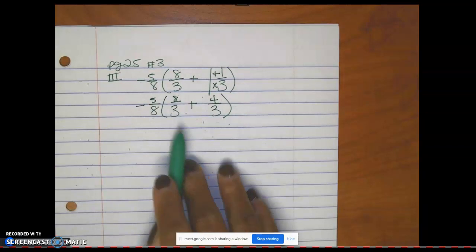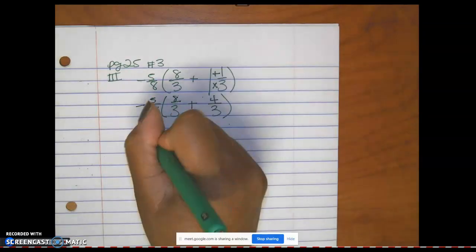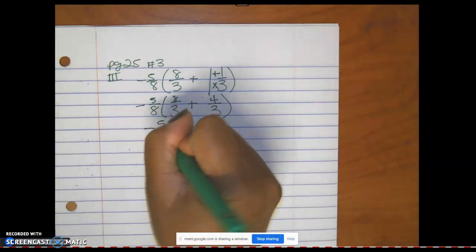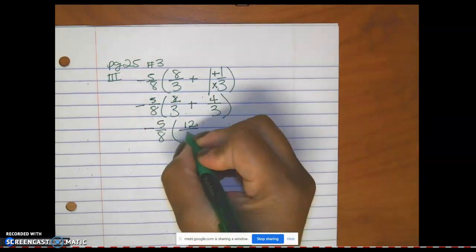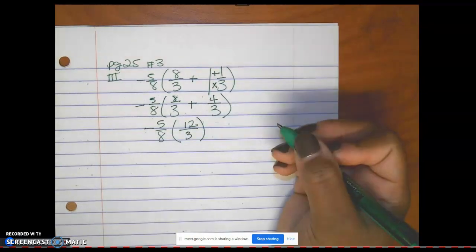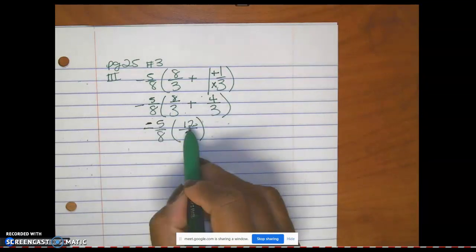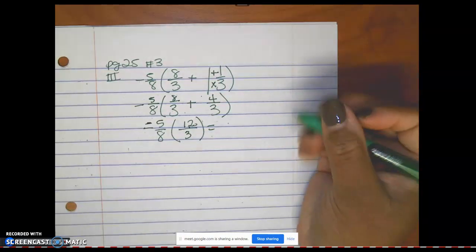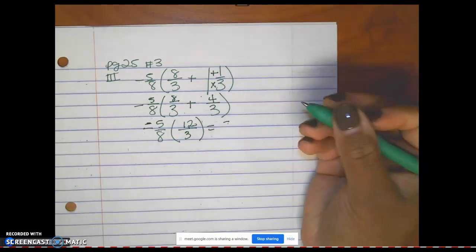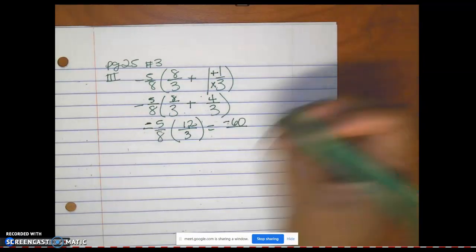Okay. Now I need to add these two. Thank goodness they both have the common denominator and I don't have to worry about that extra rule. So what's 8 plus 4? 12. And what's 3? Oh, I don't add that. I leave it. My bad. Okay. Now I do 5 times 12. Don't lose my negative sign. 5 times 12 over 8 times 3. What's 5 times 12? Negative 60 over, what's 8 times 3? 24.